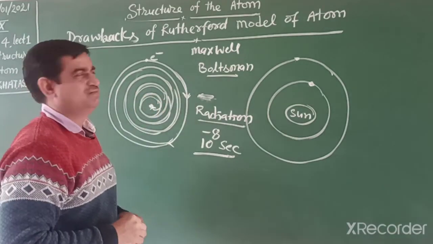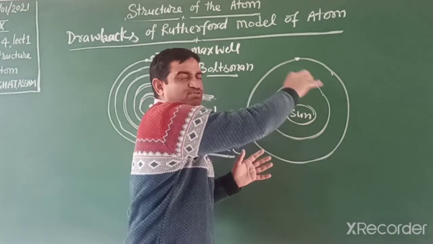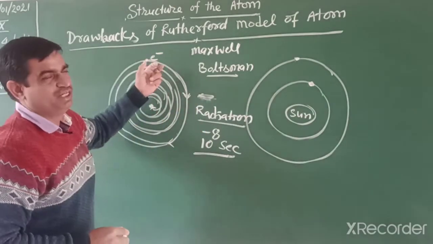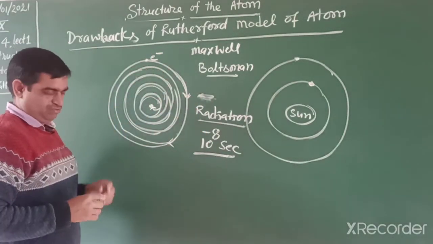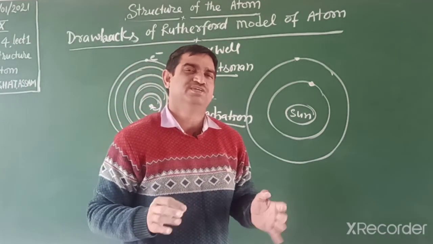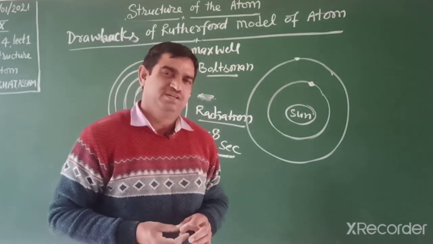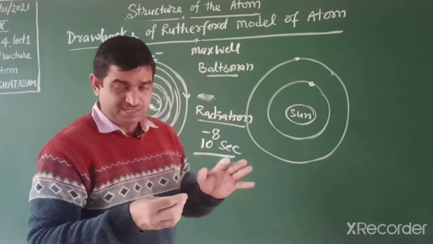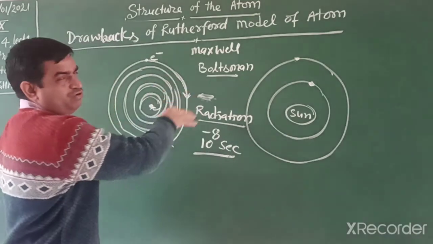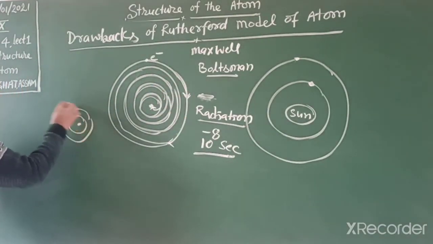But this does not happen in planets because they are not charged, so they revolve in a fixed path and their energy is not released. But for a charged object like this, Rutherford could not explain the stability of the atom. This is the first limitation. In detail you will study in 11th class. Another drawback, another limitation: he could not find how many electrons revolve. This is the dense part and electrons revolve around it.